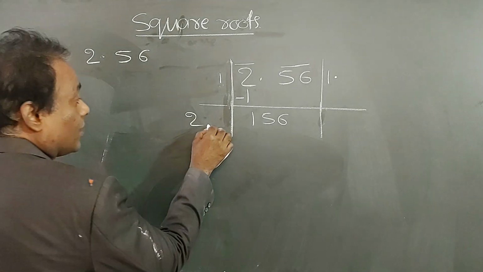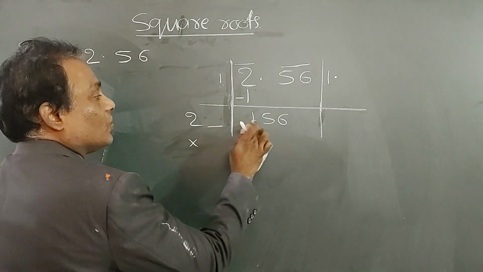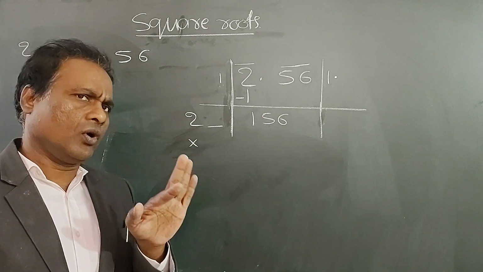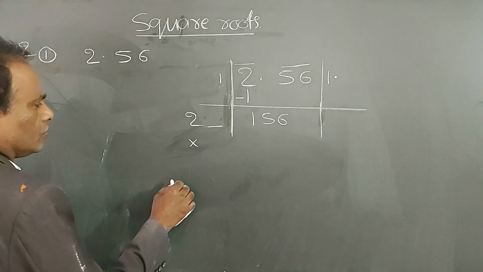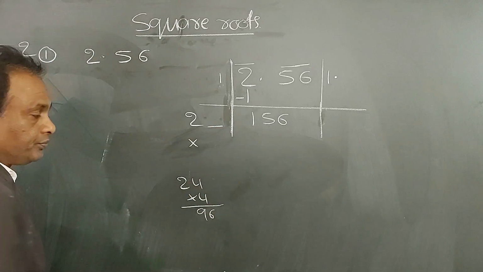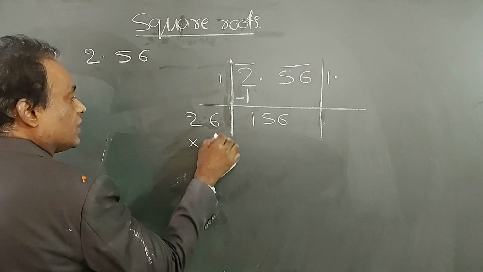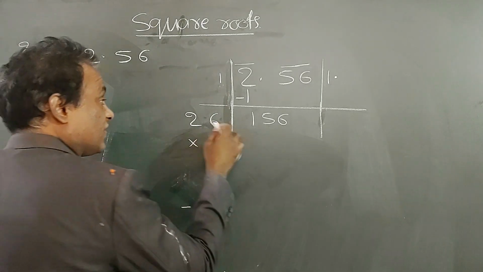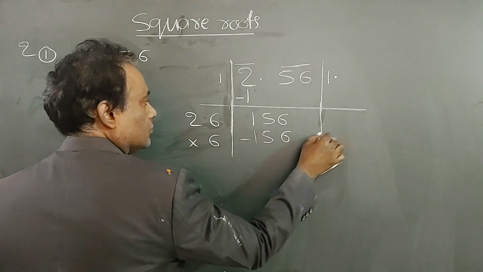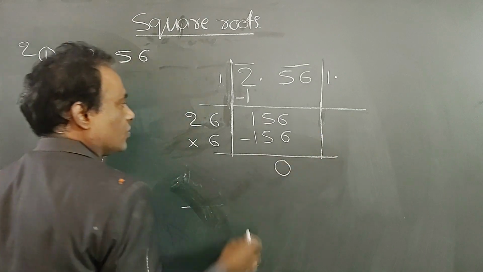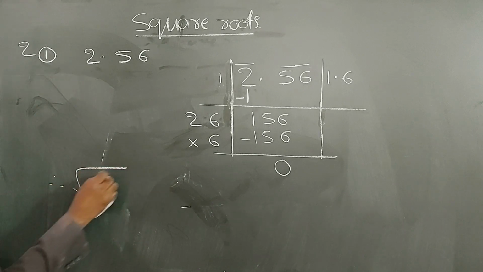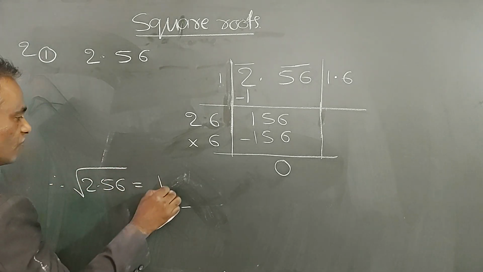Write a number here, multiplied with the same number to get 156. Last digit 6 means 4 is possible, 6 is possible. 24 into 4 is 96, no. 26 into 6: 6 sixes are 36, carry 3. 6 twos are 12 plus 3, 15. Remainder 0. So what number did we take? 6. Therefore, the square root of 2.56 is 1.6.